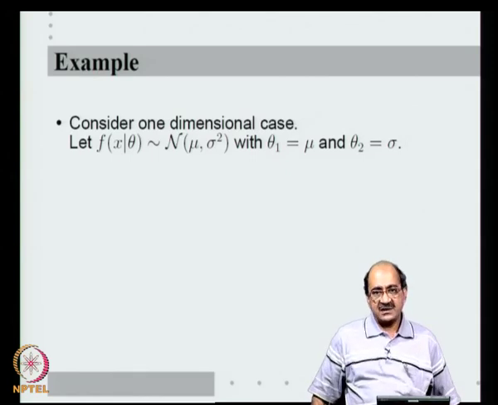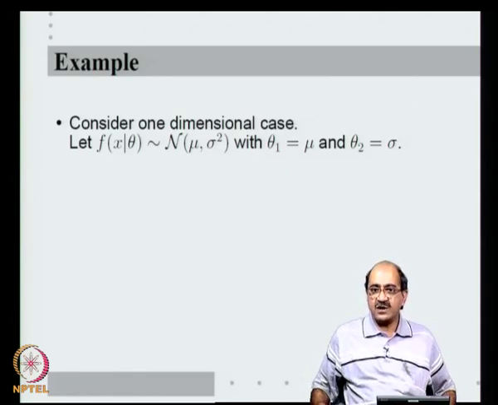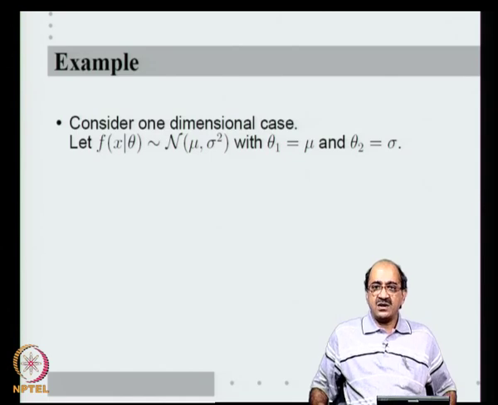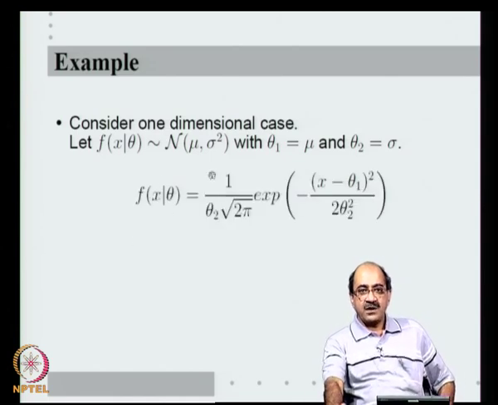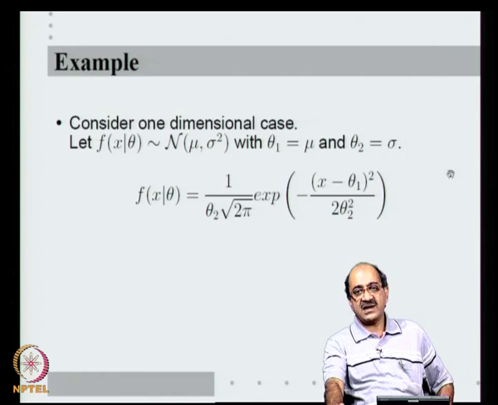Let us say the one dimensional case, let us say x is normal with mean mu and variance sigma square. So, there are two parameters, theta 1 and theta 2: theta 1 is mu and theta 2 is sigma. We could have taken the second parameter to be sigma square or sigma; we have taken it to be sigma. Then the density becomes 1 by theta 2 root 2 pi exponential minus x minus theta 1 whole square by 2 theta 2 square.